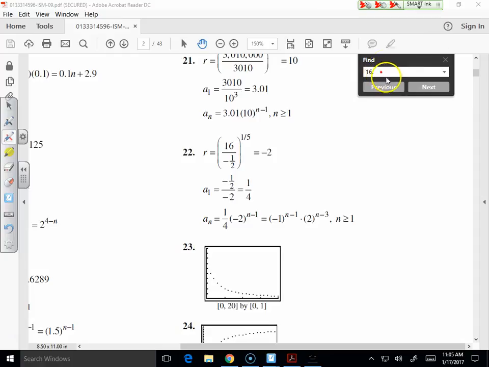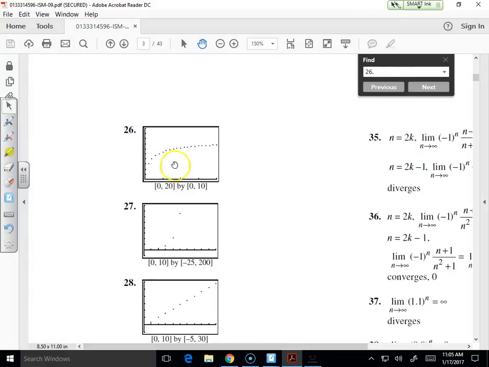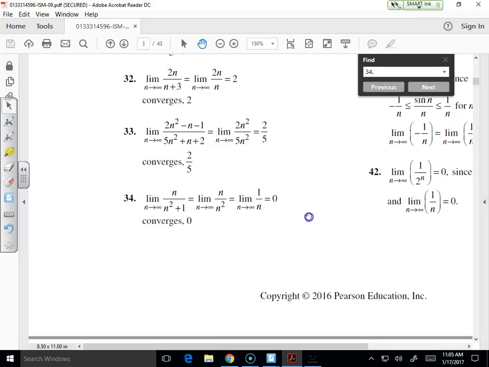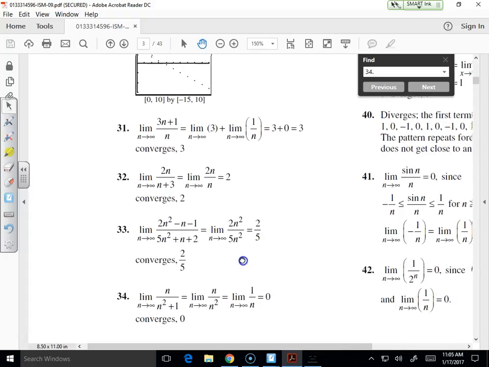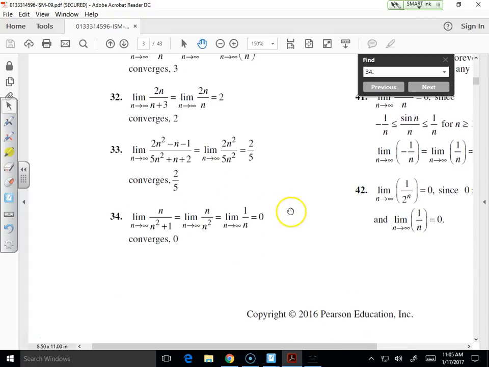Next one, 26. Let's just graph. Does it look like it's converging or diverging? Converging. Oh yeah. Next one, 34. Yeah, that one. 0. Yes. Aren't the degrees... that's 31. Never mind. Degrees are not... 31's 3. Sorry, I was looking at the wrong one. No, you're okay.